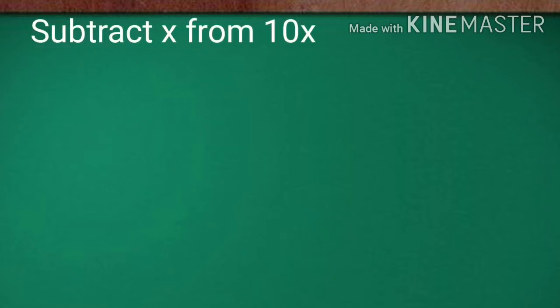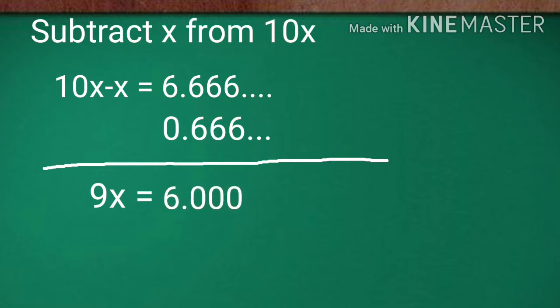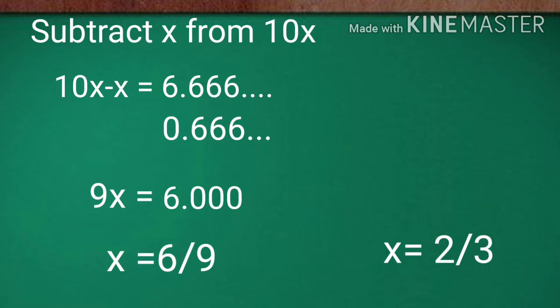Now subtract your x from 10x. That is 10x minus x is 9x. 6.66 minus 0.666 is 6.00, which gives x is equal to 6 by 9. When we simplify this, we will get x is equal to 2 by 3. 2 by 3 is the p by q form of 0.6. That is the first question of your exercise.